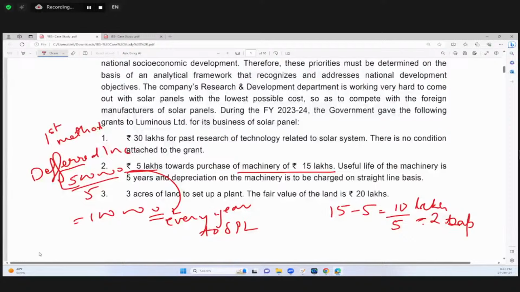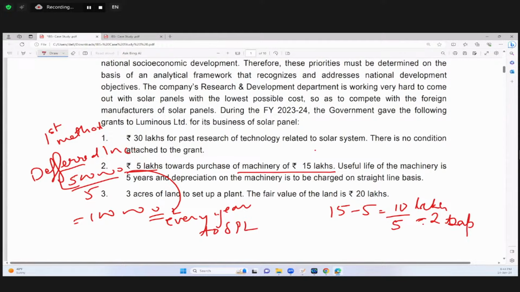So just let me explain what will be the impact in the profit and loss account under both the methods. Screen sharing. I believe we have the screen sharing. I just want to shift to OneNote. Just a minute, students. Let me open the OneNote page.